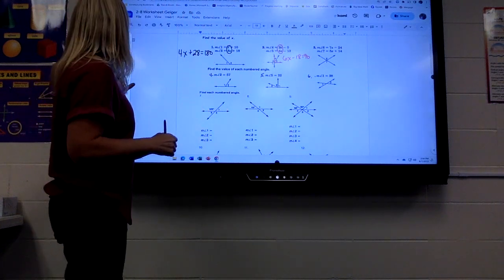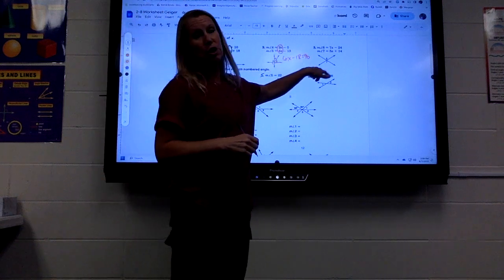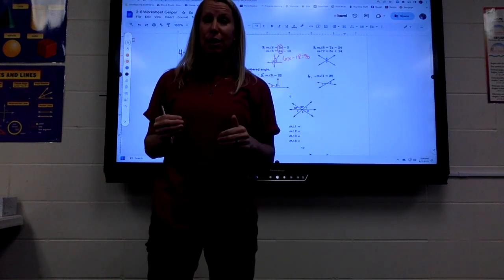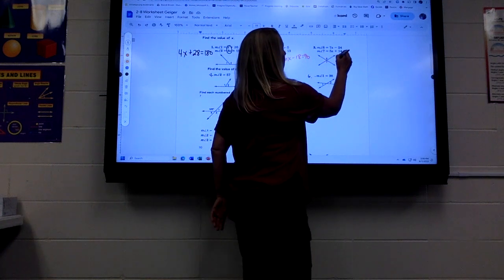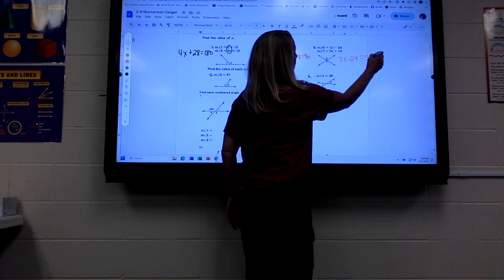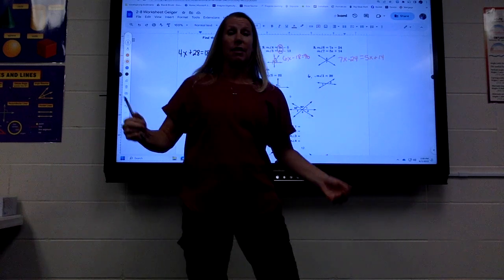And then for number 3, those are vertical angles, and vertical angles, I hope you remember, always equal each other. So you will do 7x minus 24 equals 5x plus 14, and then you have to solve.